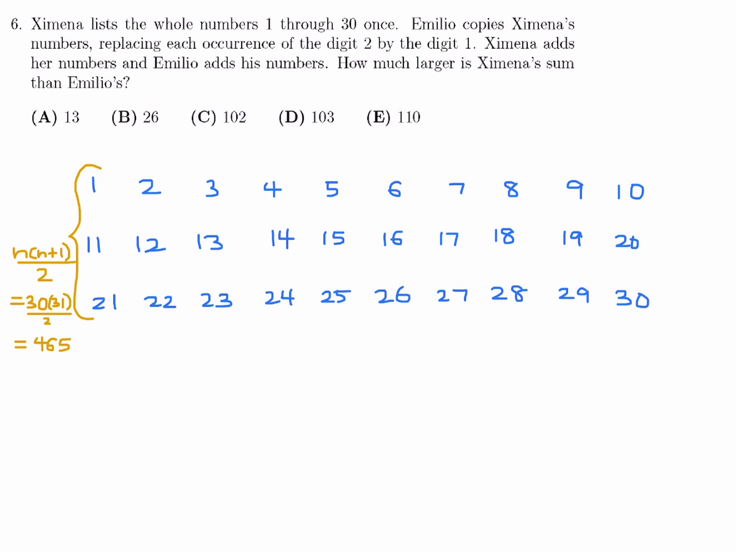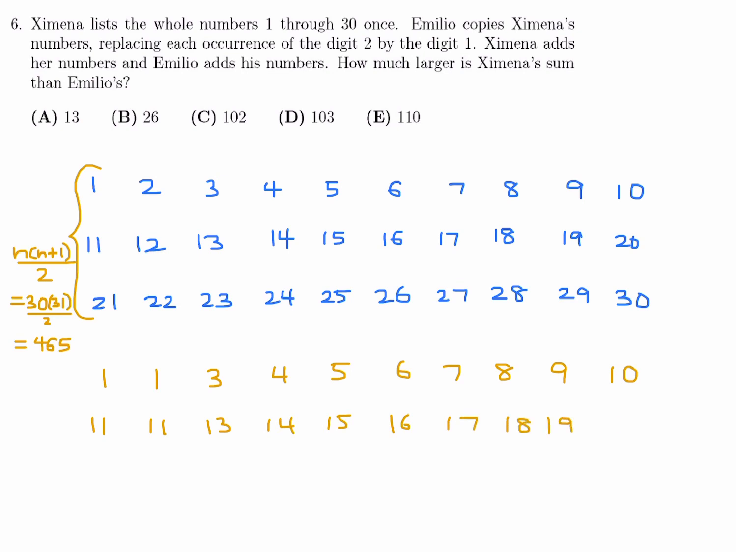Now let's talk about what happens with Emilio. Wherever there's a 2 in this whole list, it will be replaced by a 1. Okay, so let's do this. 1. There's a 2 here, so it's going to be 1. A lot of this doesn't change. It just remains the way it is. But now let's carefully ensure, oh, there's a 2 there, so I've got to put a 1. And then I don't think anything changes here for a while until we get to the 20.